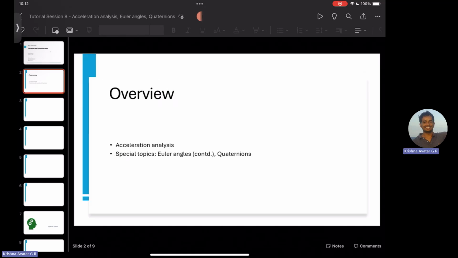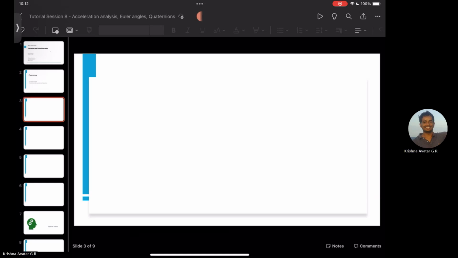So today we'll be reviewing some of the aspects of velocity and acceleration analysis from module 3, module 7 of this course. And then also we'll be continuing our lecture special topics on Euler angles and Quaternions today. So let me begin with the velocity analysis with some of the aspects that we have been talking about.